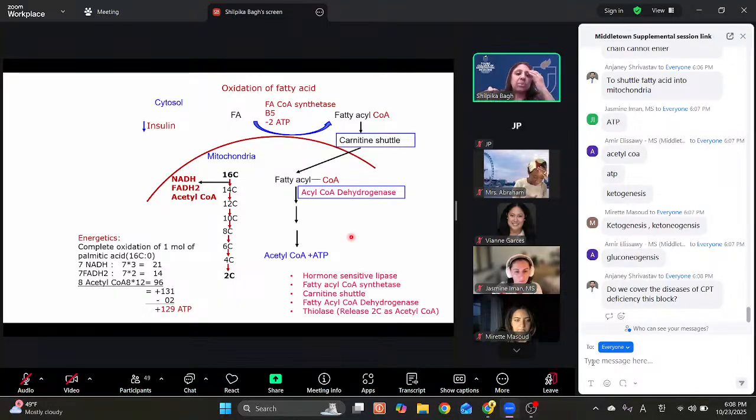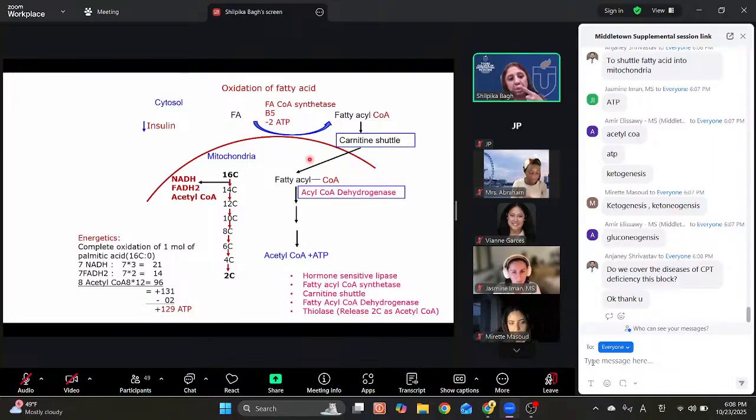So if I tell you fatty acid oxidation, will you start with HSL? Yes or no? So let's do the fatty acid oxidation enzymes. Keep the right enzyme in the pathway. Yes, you covered CPT disease this block, but I'm going to do that tomorrow. I'll just finish fatty acid oxidation. So will you start with HSL?